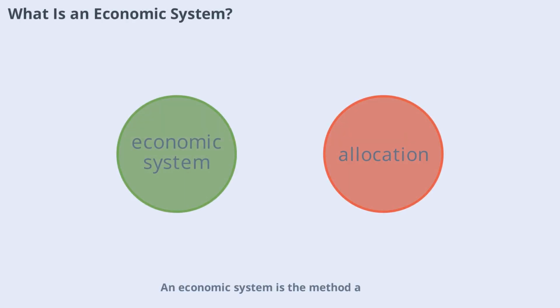An economic system is the method a society uses to answer the basic economic questions: what to produce, how to produce, and for whom to produce. Different societies have developed different systems based on their values, goals, and available resources. The two main types we'll focus on are market economies and command economies. Each system has its own way of organizing production and distribution, and each has its strengths and weaknesses.